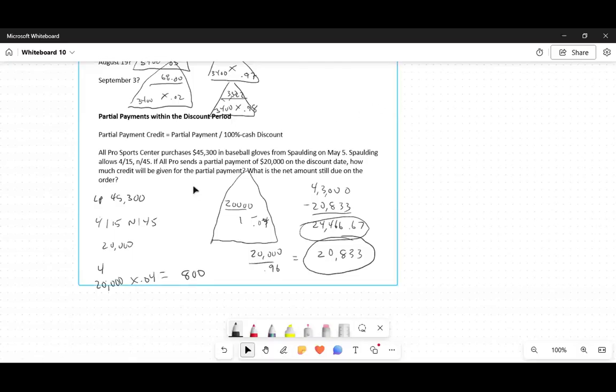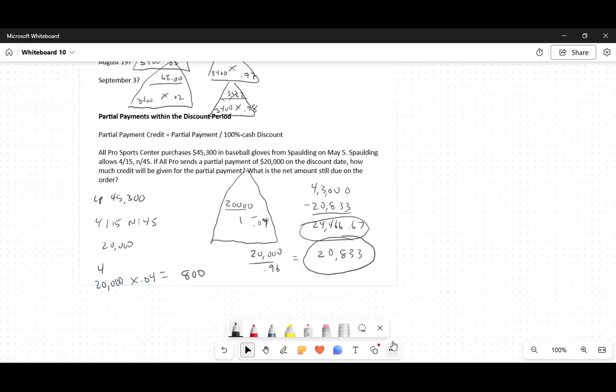Okay, so when you're solving a partial payment problem for a cash discount, make sure that you divide the amount of the partial payment, if it's within the discount period, by the complement of the rate. So in this case, 4%, the complement of that was 0.96. And that's how you get to the true discount credit that you're going to get for that partial payment.